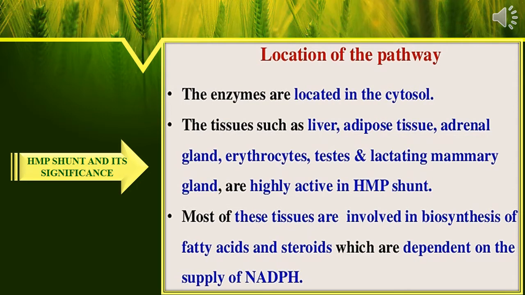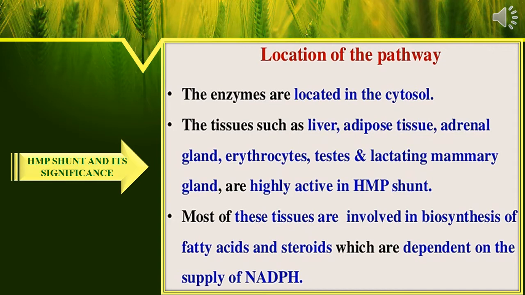Let's move on to the location of the HMP shunt pathway. The enzymes are located in the cytosol. Cytosol is nothing but cytoplasm. So the enzymes required for the HMP shunt pathway are located in the cytosol, and the pathway takes place in the cytosol of the cell. What is the other name for HMP shunt? Triple P pathway, the pentose phosphate pathway.